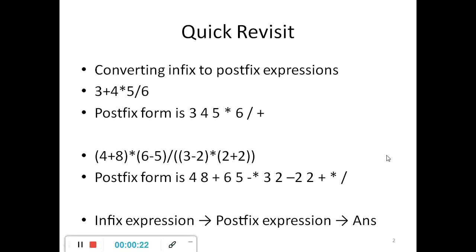In this video, let us try to have a very quick recap of how to convert a given infix expression into postfix form and then how to actually evaluate it. If multiple operands are separated by an operator, we know that it is called an infix form. Infix form must be converted to postfix form or postfix expression for the ease of evaluating it. Here is an example. 3 plus 4 star 5 slash 6 gets converted as the one shown here.